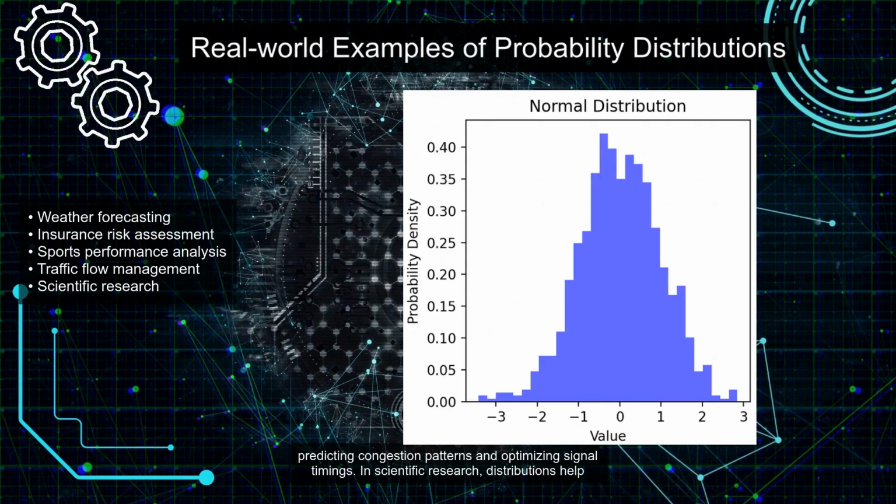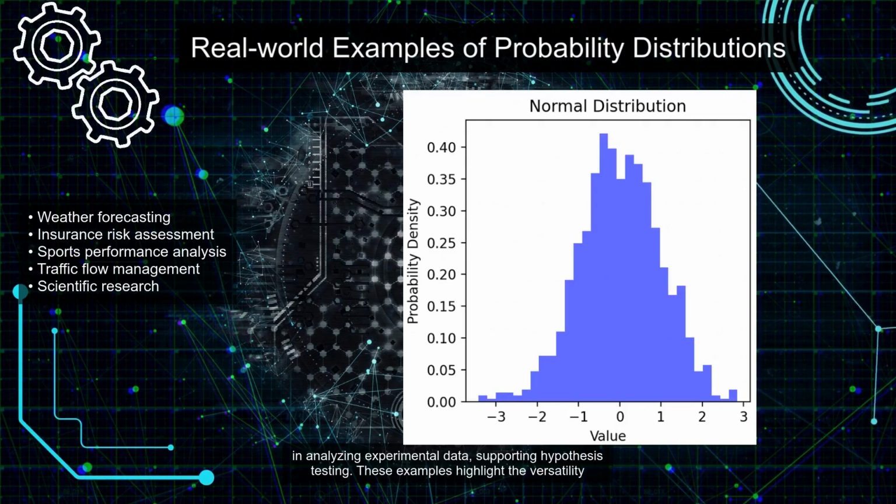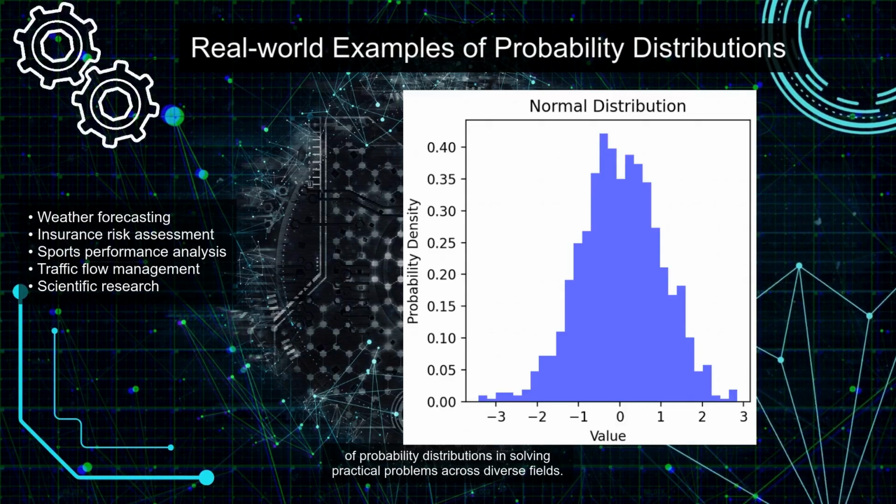In scientific research, distributions help in analyzing experimental data, supporting hypothesis testing. These examples highlight the versatility of probability distributions in solving practical problems across diverse fields.